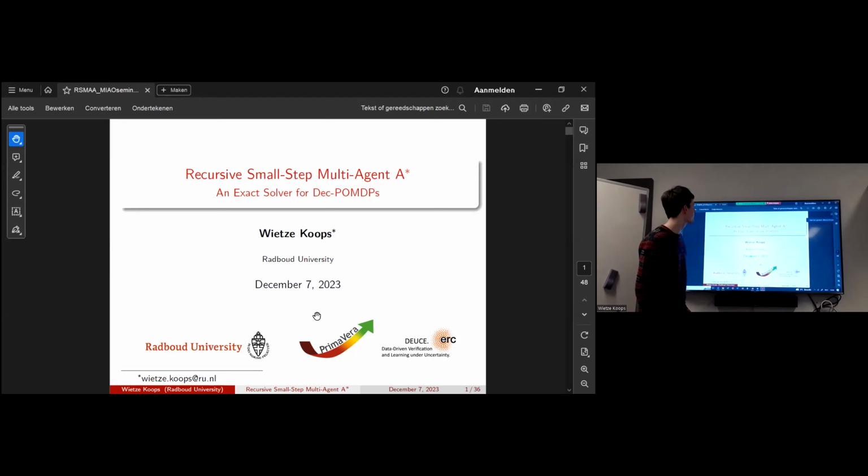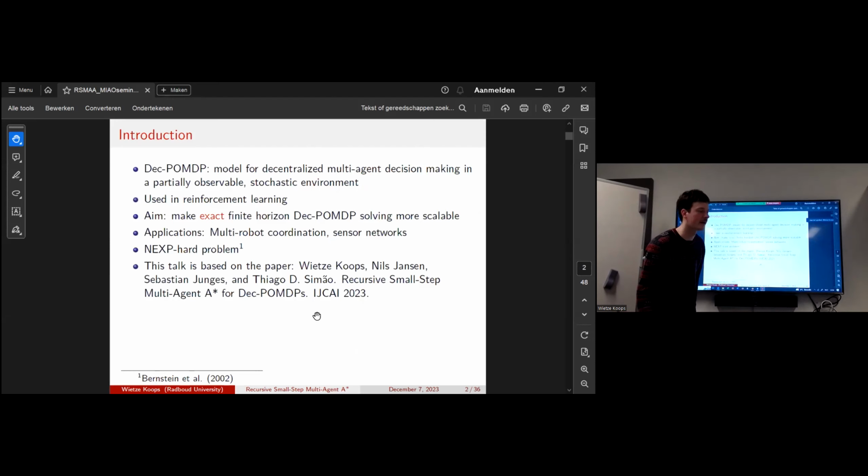Thank you. So I will talk about recursive small step multi-agent A-star, which is an exact solver for Dec-POMDPs. So what is a Dec-POMDP? It is a model for decentralized multi-agent decision making in a stochastic environment, which is also partially observable. This model is used quite a lot in reinforcement learning to model multi-agent settings. We'll say in a moment more about how it is actually defined.